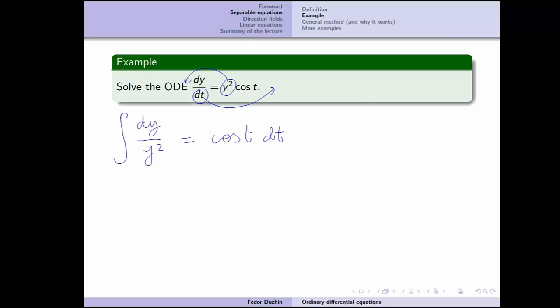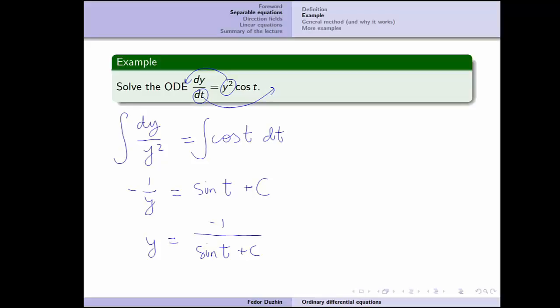Then we introduce the integration. So the antiderivative of 1 over y squared is minus 1 over y. The antiderivative of cosine is sine. And please let's not forget about the plus constant. That's basically it. The rest is just to solve for y. y equals minus 1 over sine t plus constant.